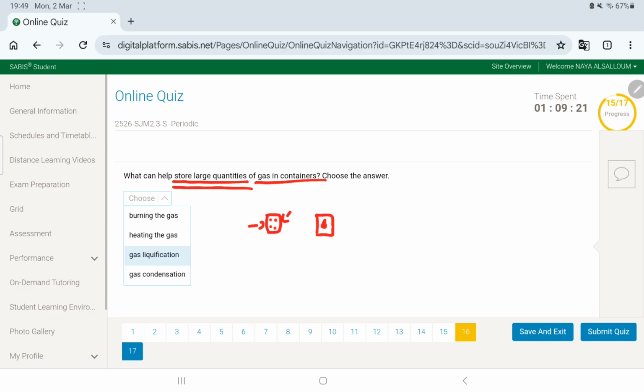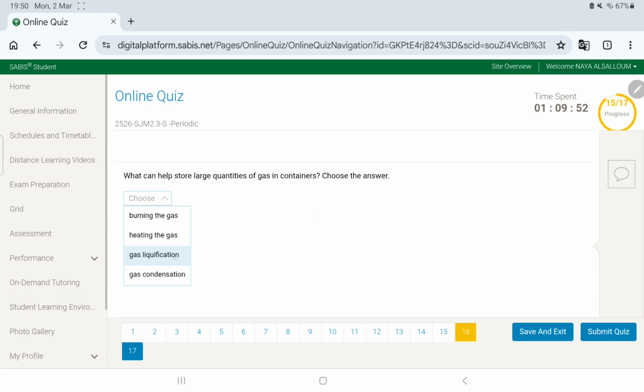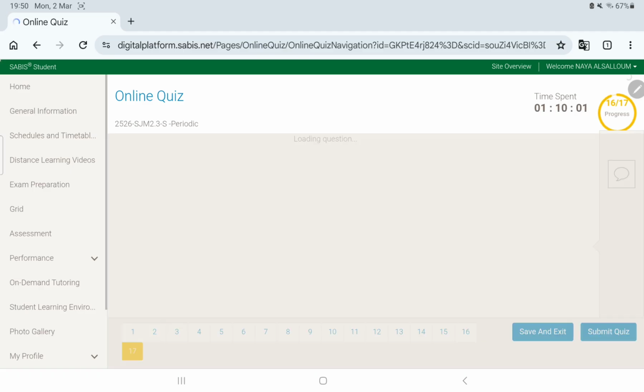Also, guys, I remember I saw this in the grid before. It asked you why gas liquefaction is convenient. I'm just gonna write it like this. Okay, I remember it asked something like that, and the answer was because it helps store large quantities of gas. Like you're taking so much gas at once and then you're changing it into a liquid. It's faster than condensation, right? So when you see store large quantities of gas in containers, what's this? Gas liquefaction.